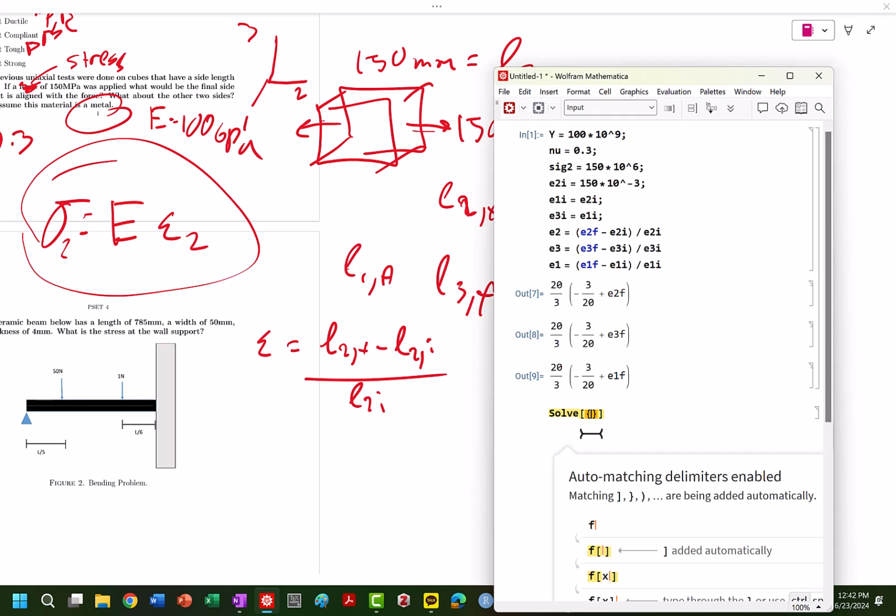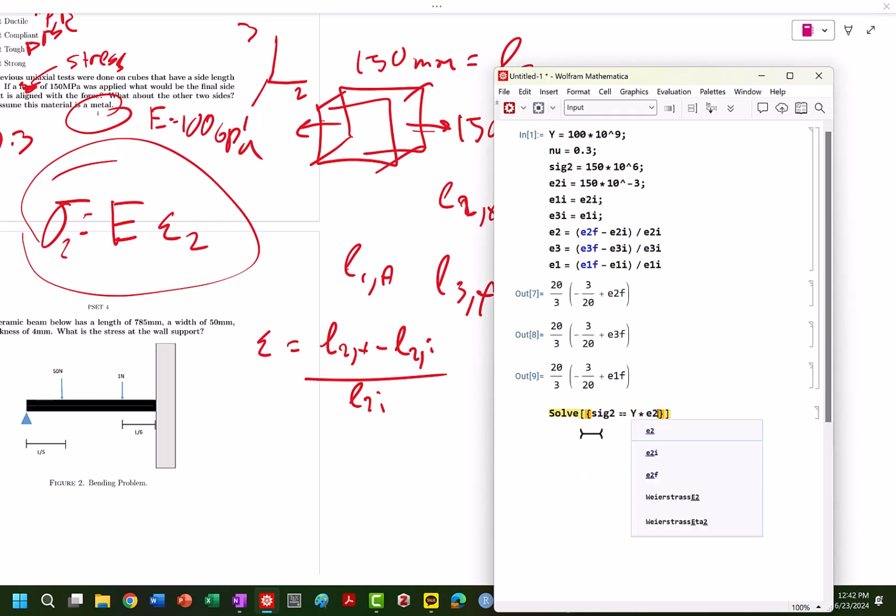Let's solve where we have sig2 equals y times E2. And we can look at this. This would be our final dimension. Makes sense, it's larger. And then we can do the same thing here, except this is going to be nu is equal to minus E1 divided by E2. E2 final. Except we can solve for E2 final.